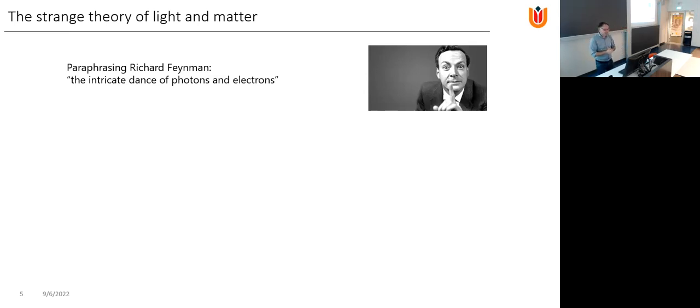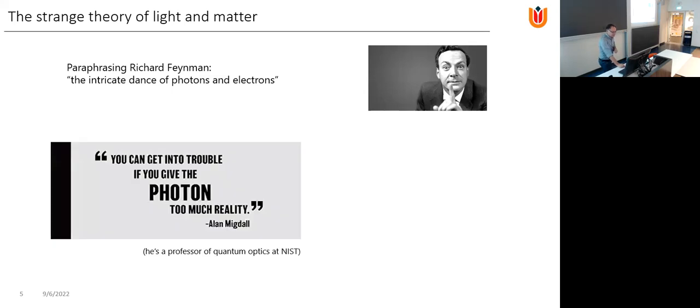Paraphrasing Richard Feynman, it describes the intricate dance between photons and electrons. Feynman was a little bit of a poet, so he kind of gave a very difficult theory a nice cultural spin. The dance of photons and electrons. You see the word photon there. The word photon already can make grown-up people cry.